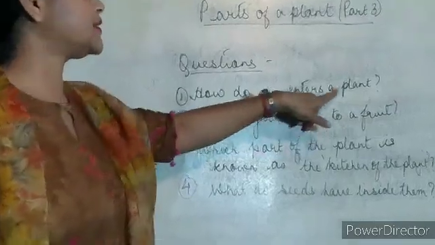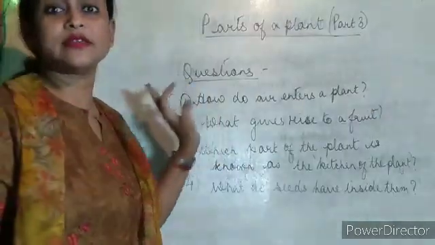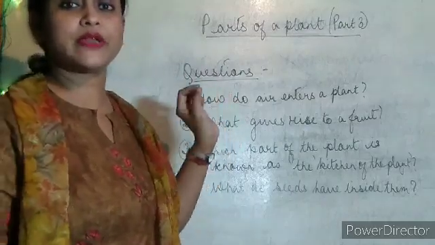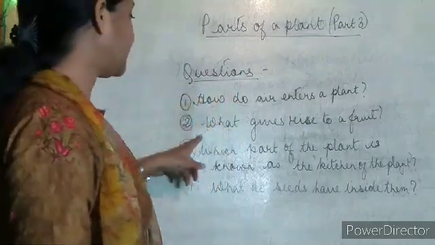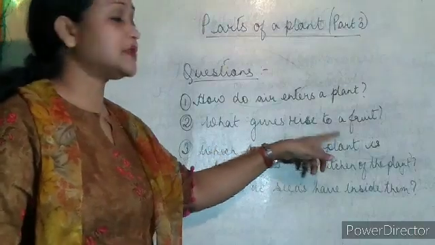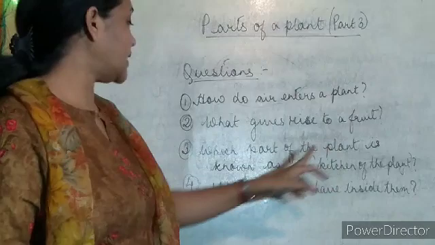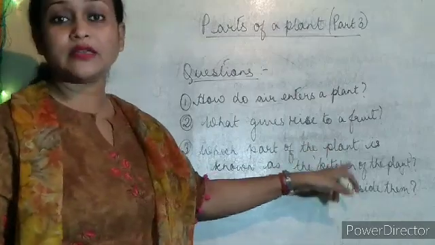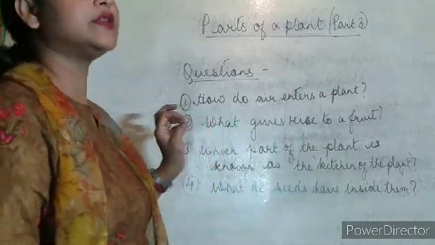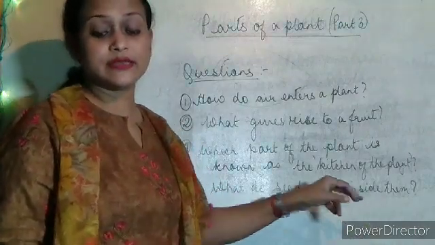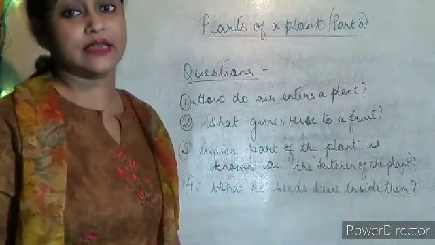How does air enter a plant? Air enters a plant through tiny pores present on the leaves called stomata. What gives rise to a fruit? A flower gives rise to a fruit. Which part of the plant is known as the kitchen of the plant? The leaves are known as the kitchen of the plant. And what do seeds have inside them? Seeds have a baby plant inside them.